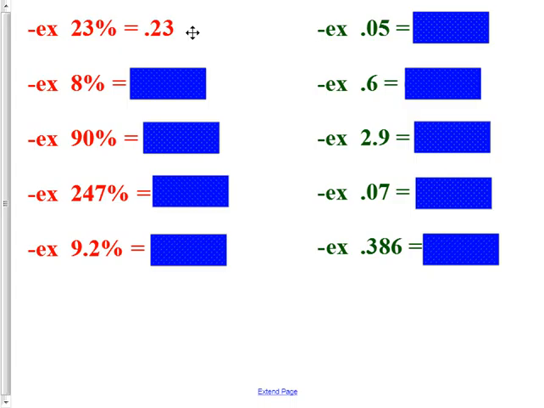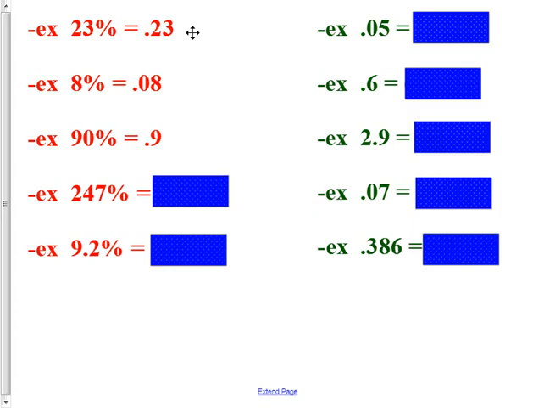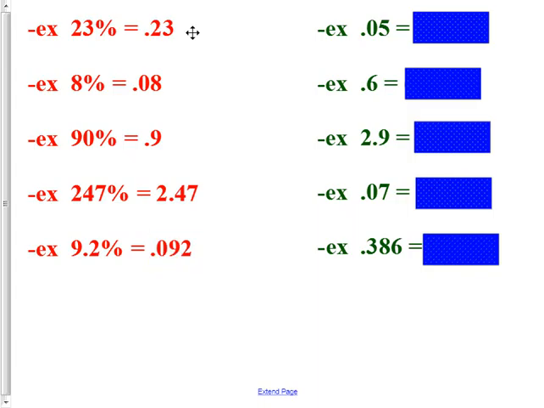23% is 23 hundredths, 8% equals 8 hundredths, 90% equals 9 tenths or 90 hundredths. You could put the 0 after it, it wouldn't matter. 247% equals 2 and 47 hundredths. 9 and 2 tenths percent equals 92 thousandths.